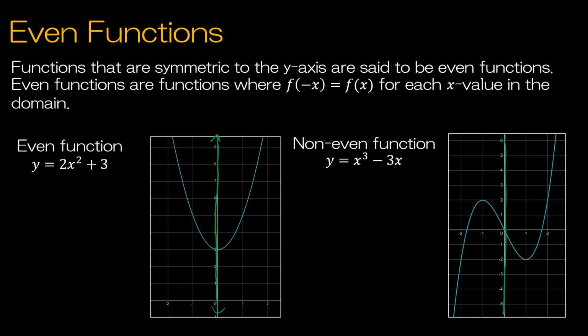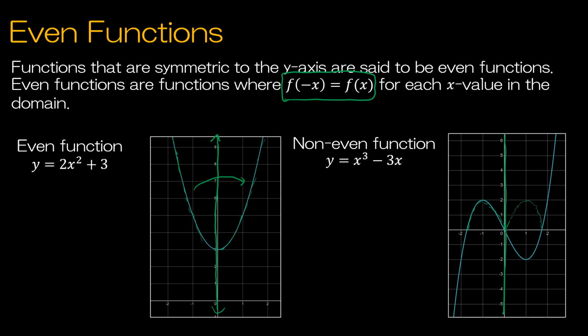And even functions are functions where f of negative x is equal to f of x. So to check for this, obviously we can graph this and see very clearly that the first equation, y equals 2x squared plus 3, is an even function. We can see that because if I took this part of the graph and folded it over to the other side, it would match perfectly with the other side of the graph. Whereas for my non-example, if I took this part of the graph and folded it over, it would not match up perfectly, so it's not an even function.